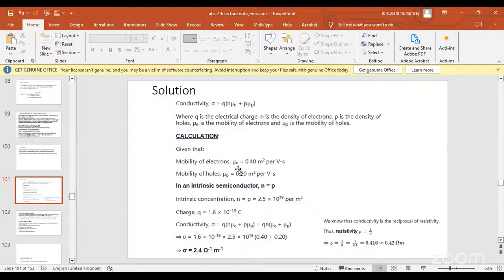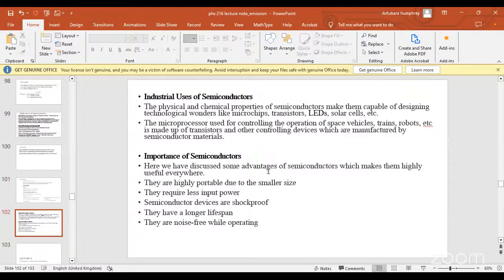So if we take the reciprocal of the conductivity, we get our resistivity as 1 over 2.4, and that is 0.42 ohm meter.